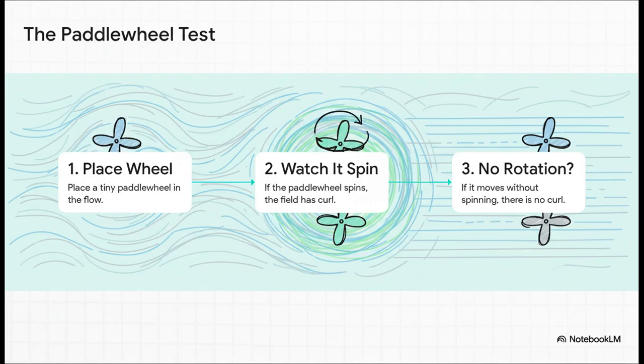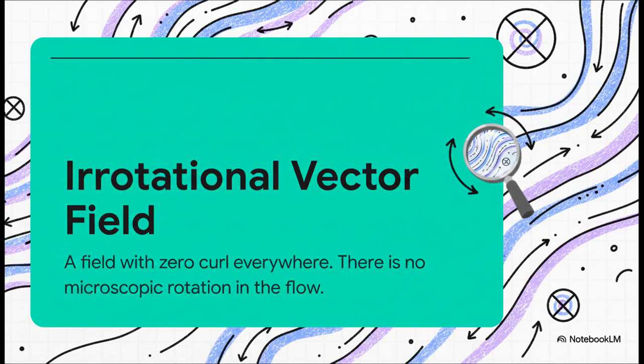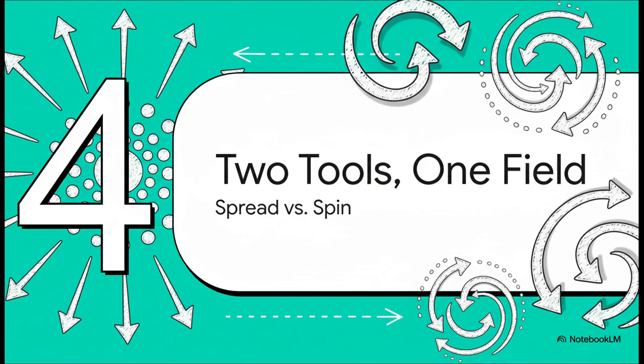Simple as that. And just like with divergence, there's a special name for a field where the curl is 0 everywhere you look. We call it an irrotational field. Now this is key. Even if the overall flow seems to be moving in a big circle, if there's no tiny scale spinning happening, it's still irrotational. So we've got spread, which we measure with divergence, and spin, measured by curl.